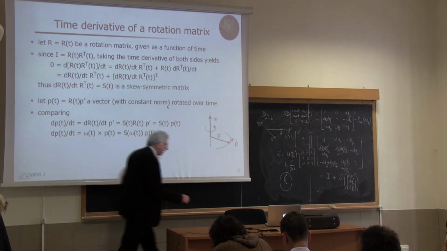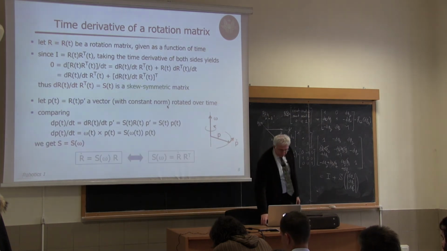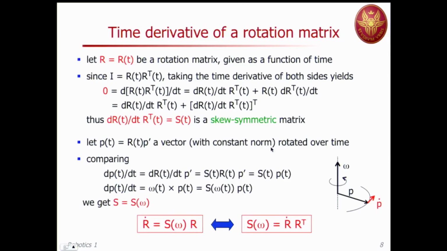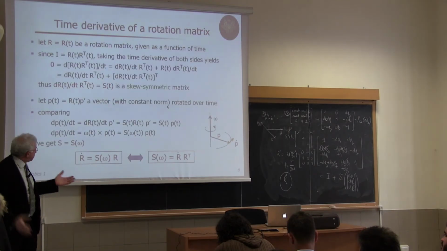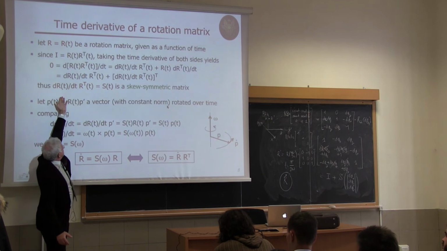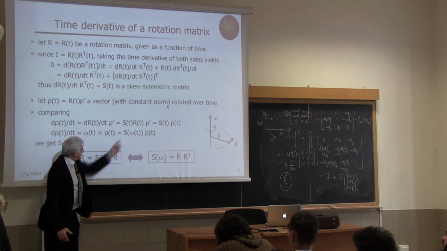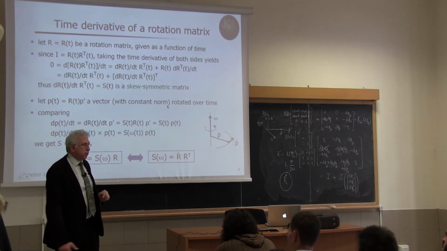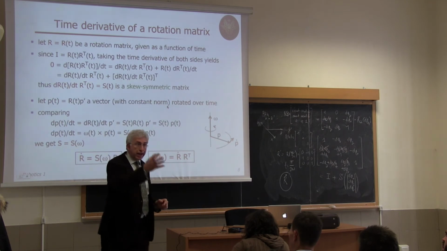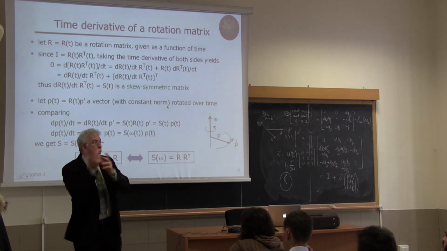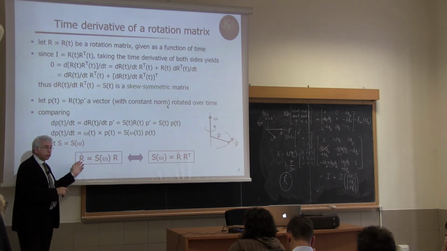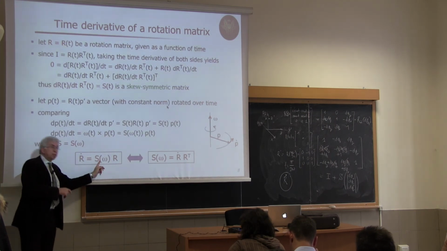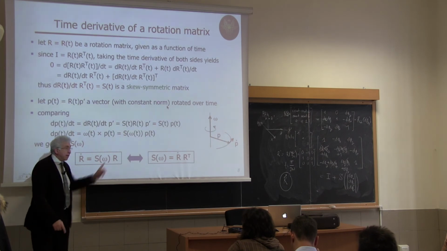Let's put everything together, and we have this relationship. Depending on what you are looking for: we started with the question, what is the time derivative of a rotation matrix? R dot is S R, where S is the skew-symmetric matrix made by the components of the angular velocity. So if I give you an angular velocity and I have a rotation matrix, I will know the time derivative of this rotation matrix just by doing the product of the skew-symmetric matrix of omega times the orientation of this frame.